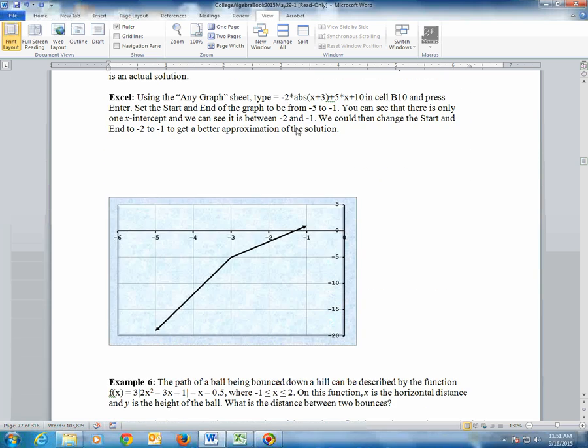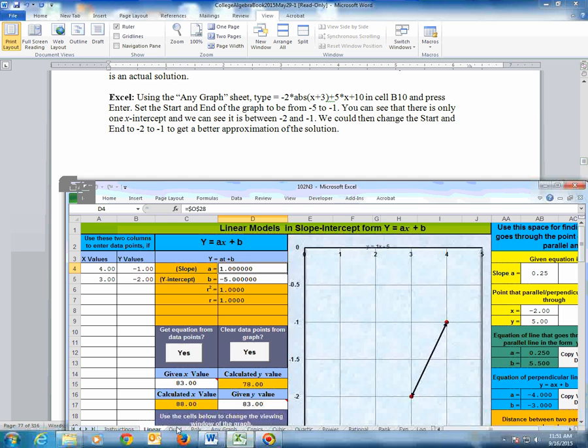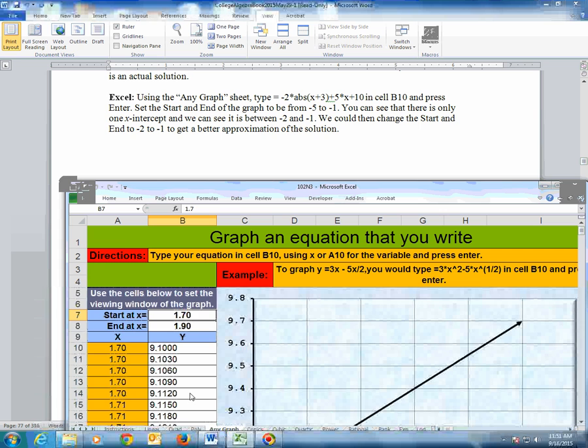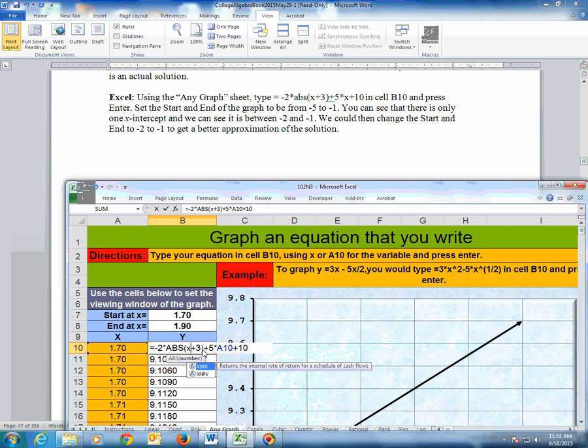So here is what I would be typing in, and I already have that typed in right here on the AnyGraph sheet. So let me double click on that. You can see what I typed in: equals -2 times, don't forget the times sign, ABS parentheses, and I originally typed in x. See, after I hit enter, it replaces the x with cell A10. But anyway, you can just type in x, then plus 3, close parentheses, plus 5 times x is what I originally had in there, and then plus 10, just like it says. Now after I type that in there, I just hit enter and it graphs it for me.